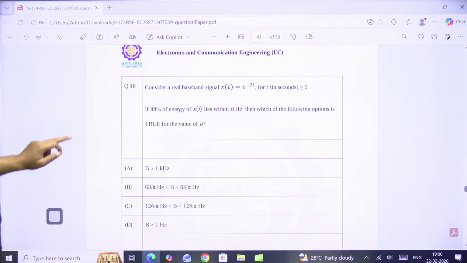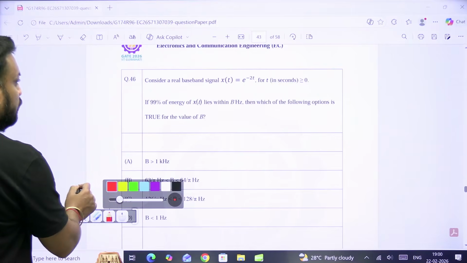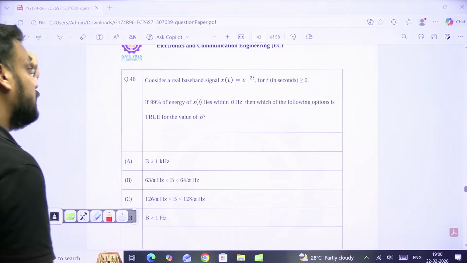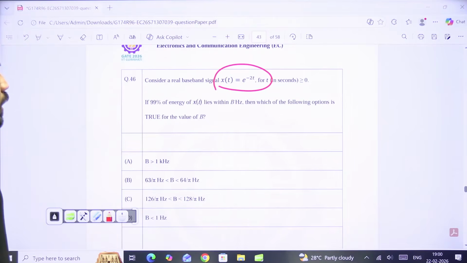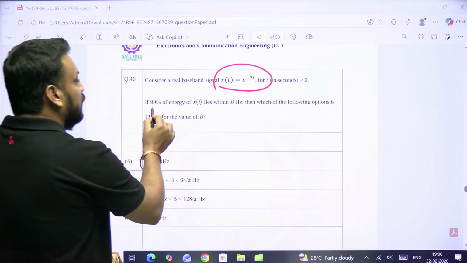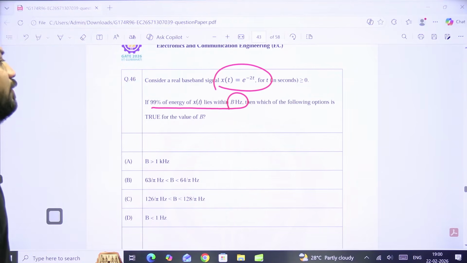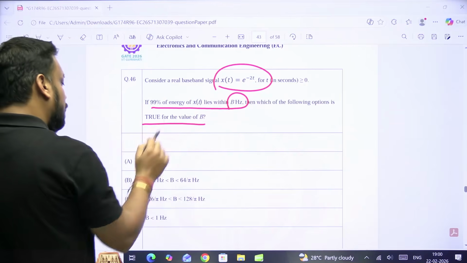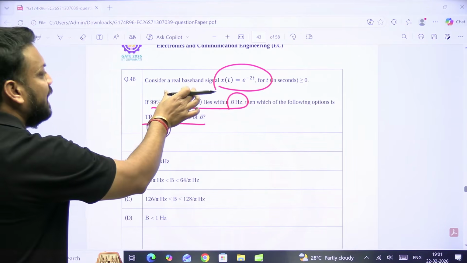Okay, sir. Now let's talk about the question, let's solve it. Consider a real baseband signal x(t) equal to e to the power minus 2t u(t). We can solve this question in a signal system question easily. If 99% of the energy of x(t) lies within B hertz, then which of the following options is true for the value of B? Okay sir. So now student, first of all you can tell me what is the energy of x(t).